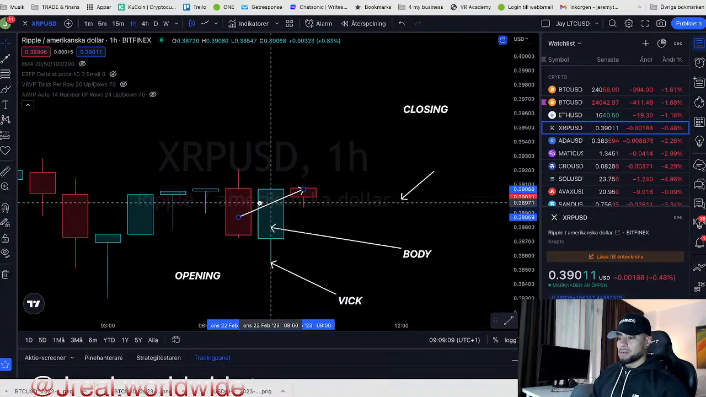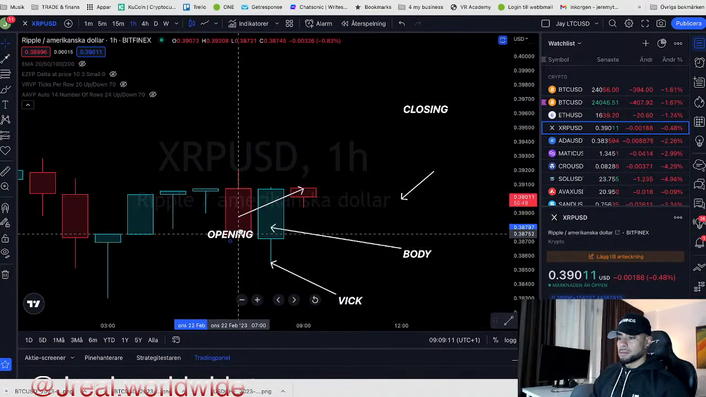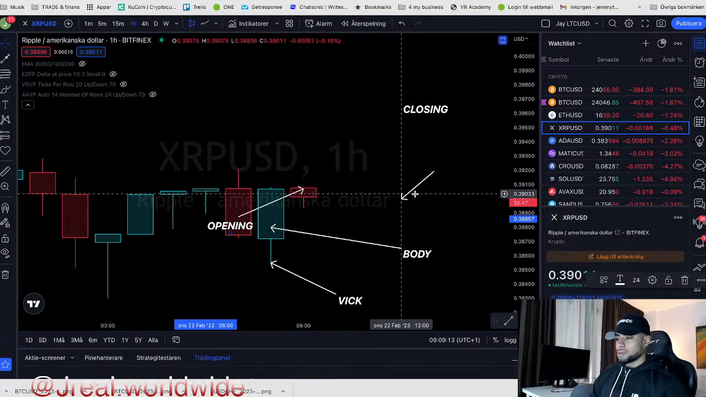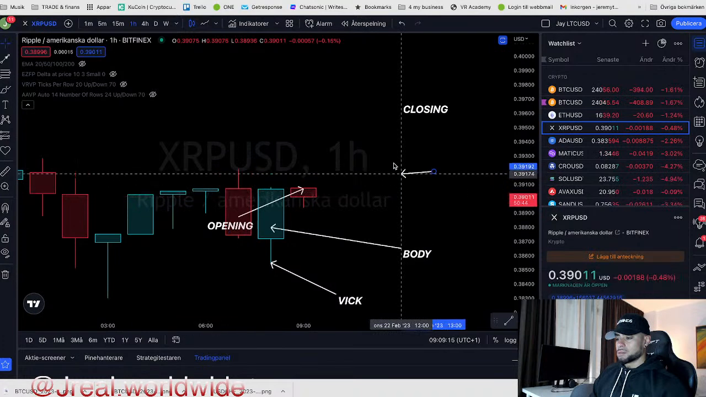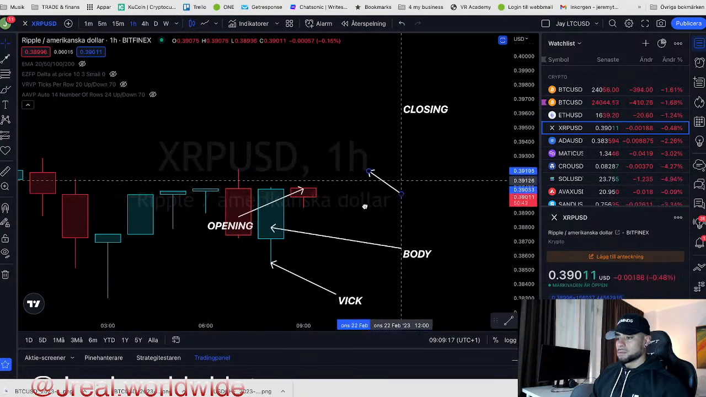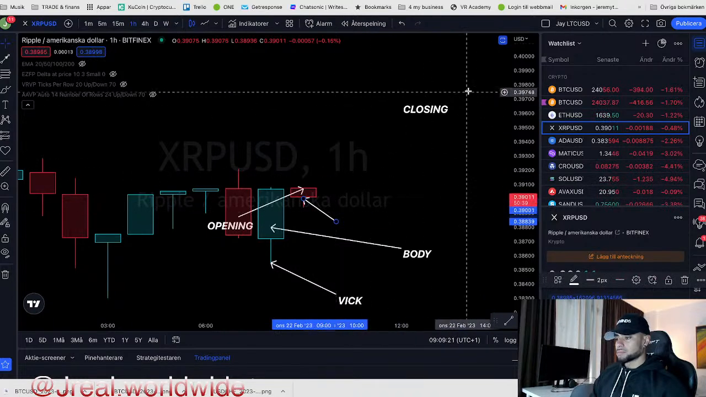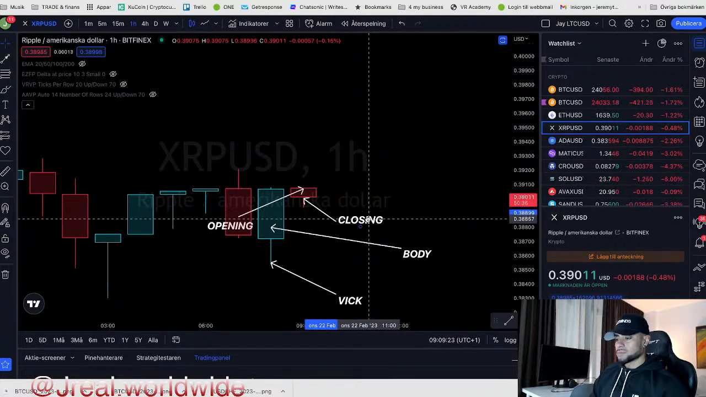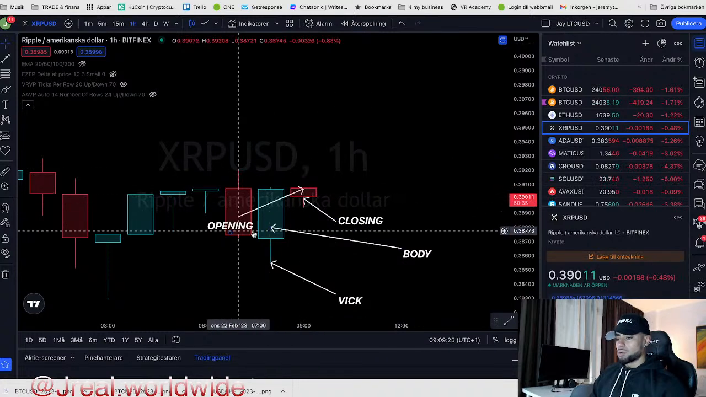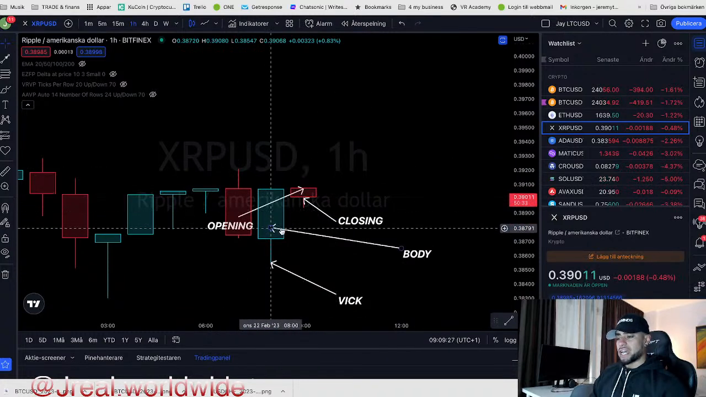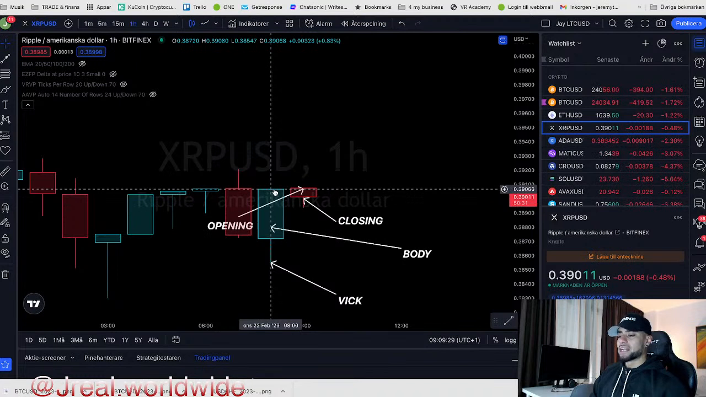Opened here, and closed here. All right. So the green candle, the bullish candle, opened down here and closed up here.